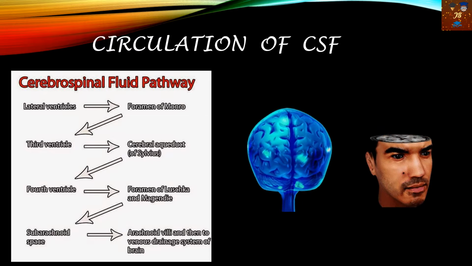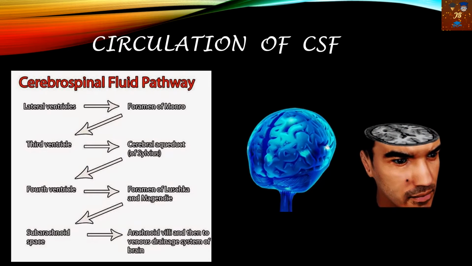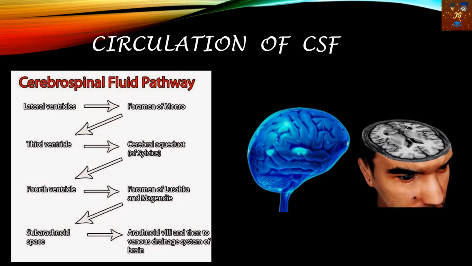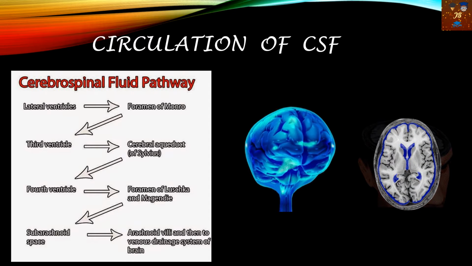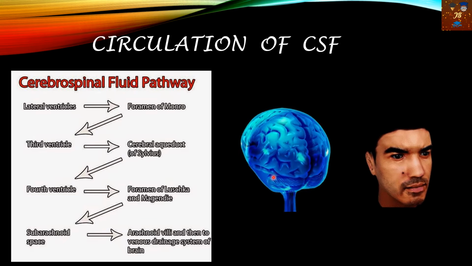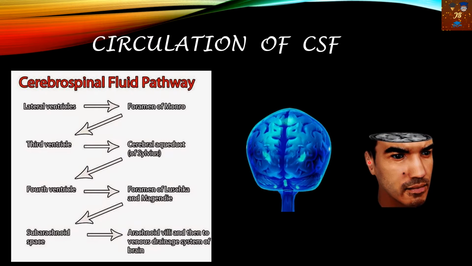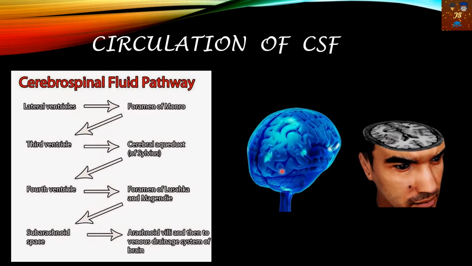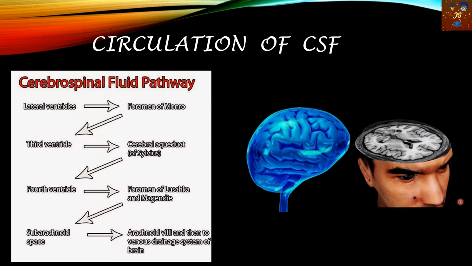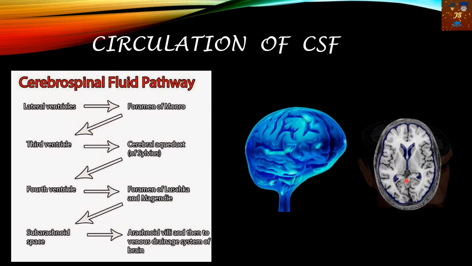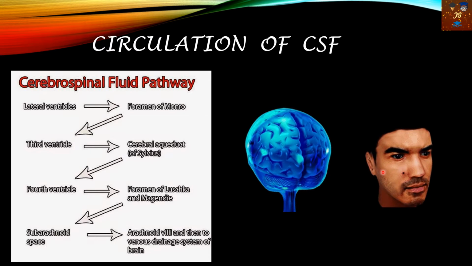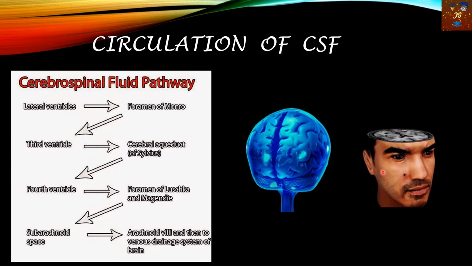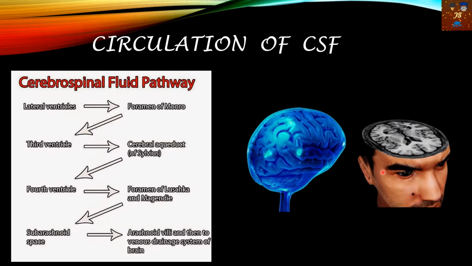Now we are talking about the circulation of CSF. You can see here the picture of the brain. And within that I will show this flowchart, and also here you can see some blue color is going on. Through that portion, basically the cerebrospinal fluid is going on.